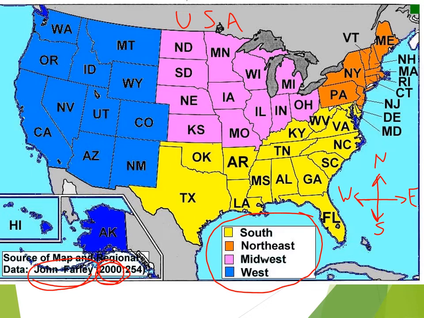And then we move on to our scale, and there is no scale on this one. It's hard to make up your own scale, so if there is no scale on a map, you're just going to have to write it's not there.